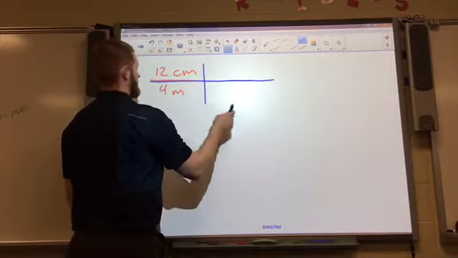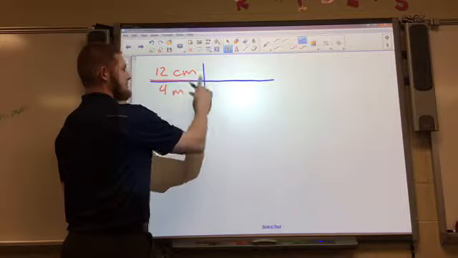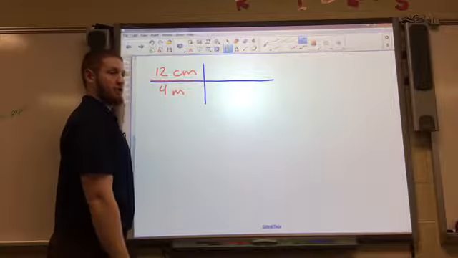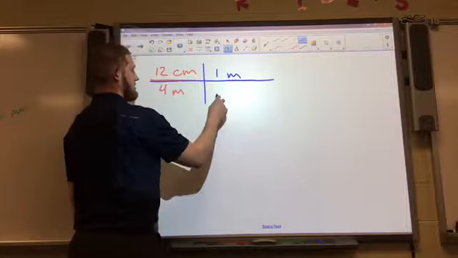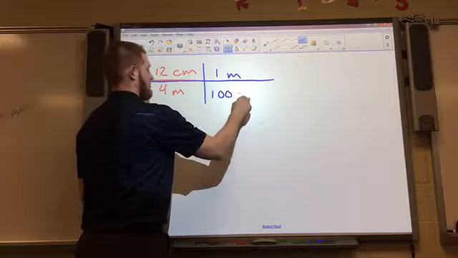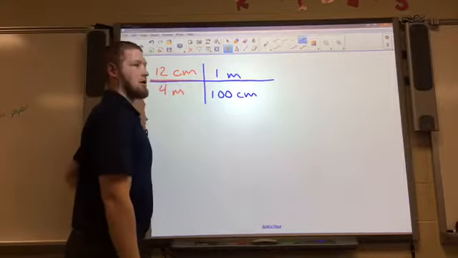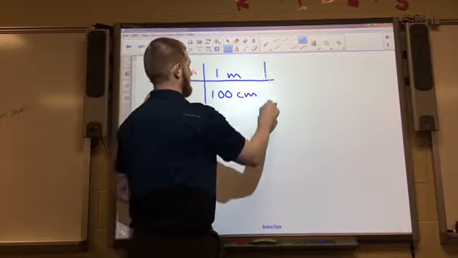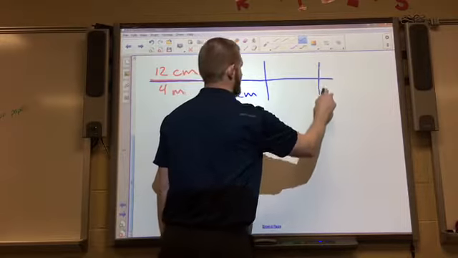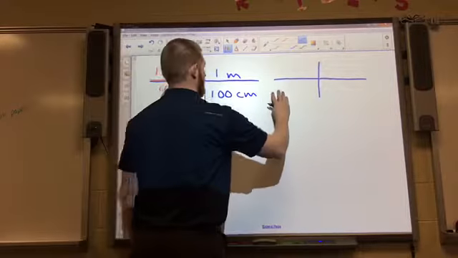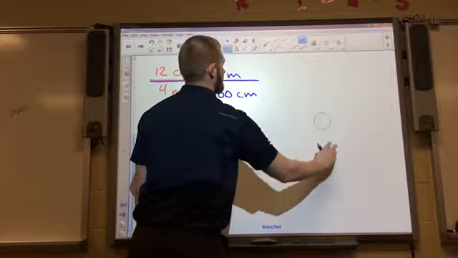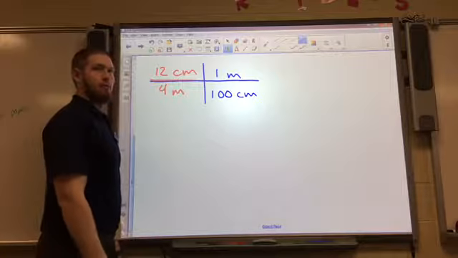But you can set this up, but your labels have to be opposite each other, because our labels have to go away. So in 1 meter, there's how many centimeters? 100 centimeters. And you could keep doing this conversion. That's why he calls it railroad tracks, because you could keep going if you had to keep doing more conversions. But we don't have to. This will get us to where we want.